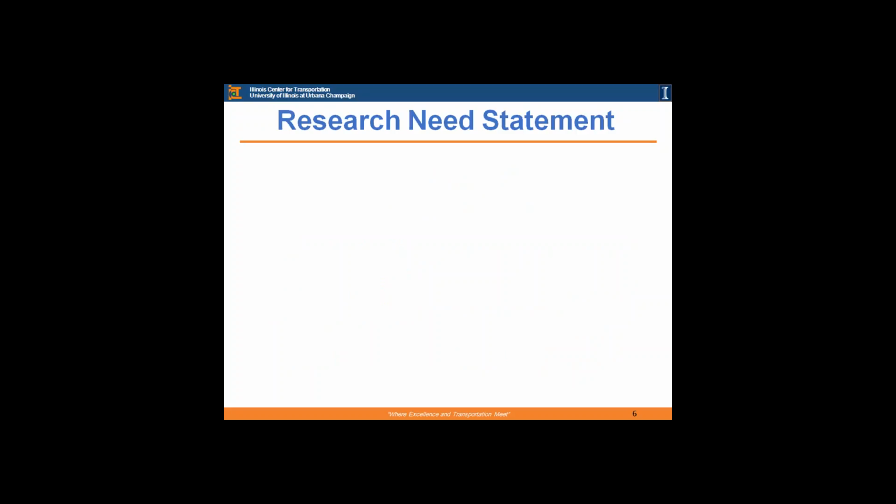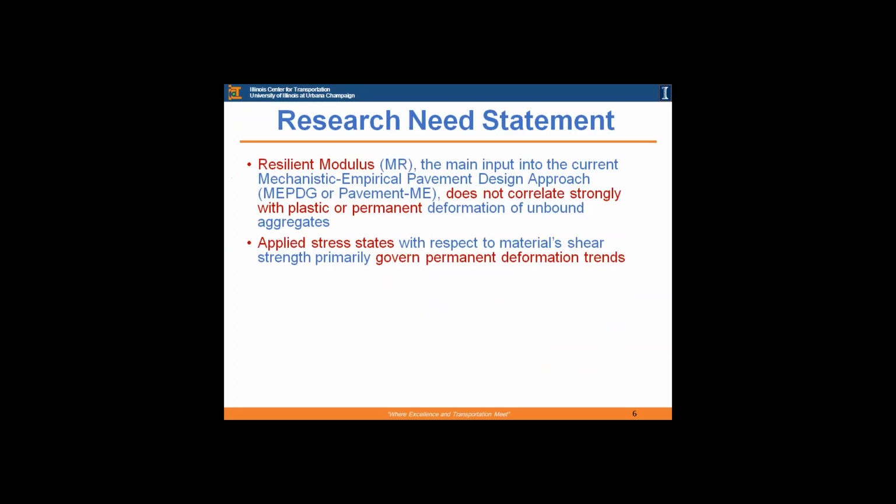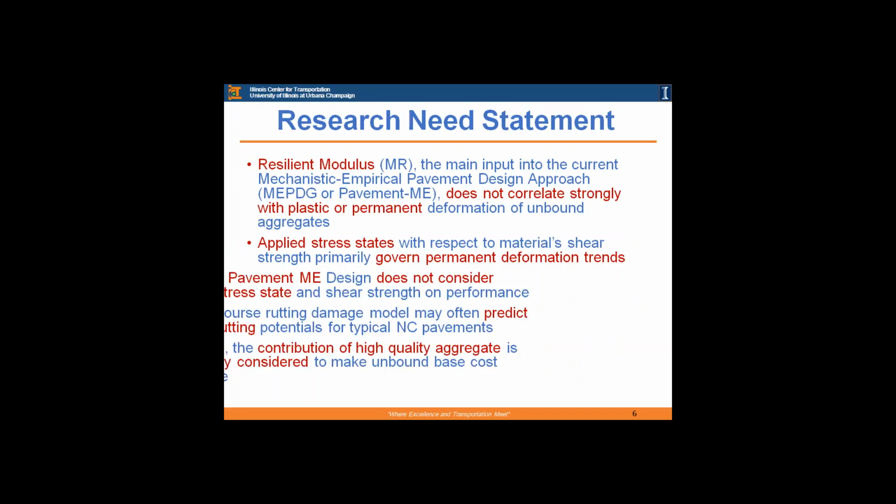Talking about the model brings us to our research needs statement. As I already said, the resilient modulus does not correlate strongly with plastic deformation for unbound aggregate materials, and applied stress states govern the permanent deformation trends in these materials.